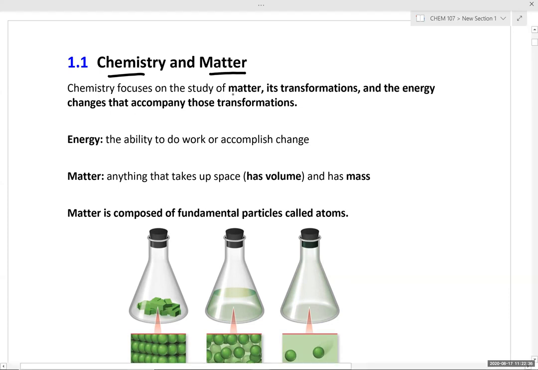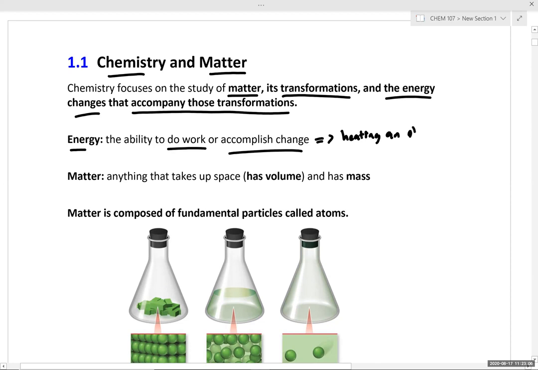Chemistry focuses on the study of matter. It looks at the transformation of matter and the energy changes that accompany those transformations. Now, just to define some key terms, energy is the ability to do work or accomplish change. One example of accomplishing change would be heating an object. Heating and cooling entails the transfer of energy.